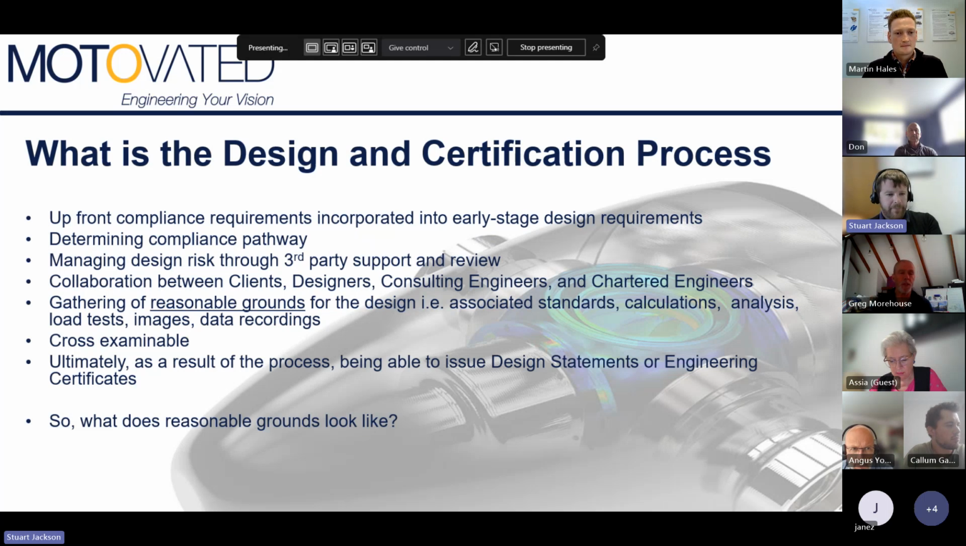So the design and certification process. It's not complicated, and I don't want to make it more complicated than what it is or should be. It's really just incorporating early-stage design requirements and compliance requirements that are going to drive areas of the design. And it's building those in right up front.